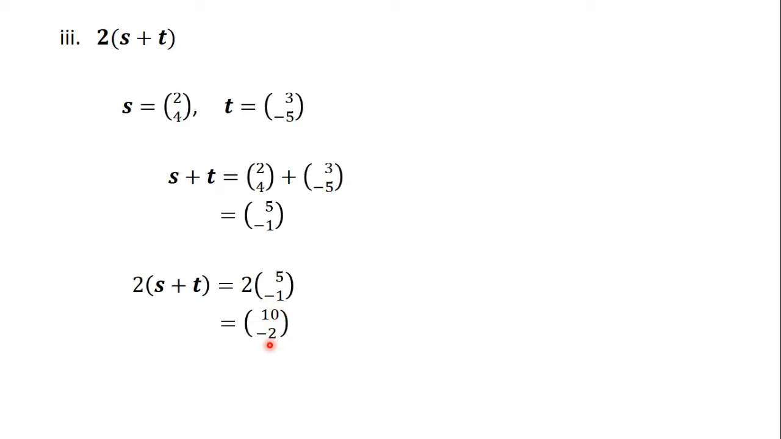So you see, when you are multiplying a vector by a scalar, it's very, very simple. You just follow these rules and you'll be able to do it.